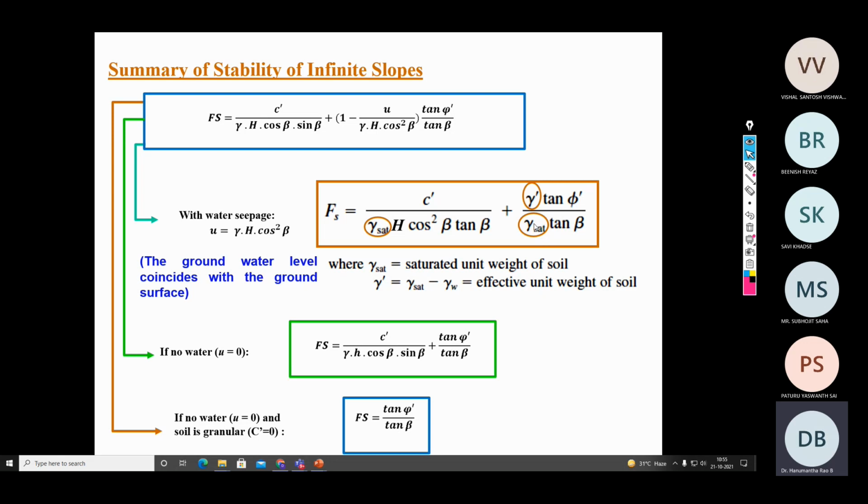So you may note down all these equations. Sir, this slope will fail, sir. Okay, no problem. It may fail. How does it matter?